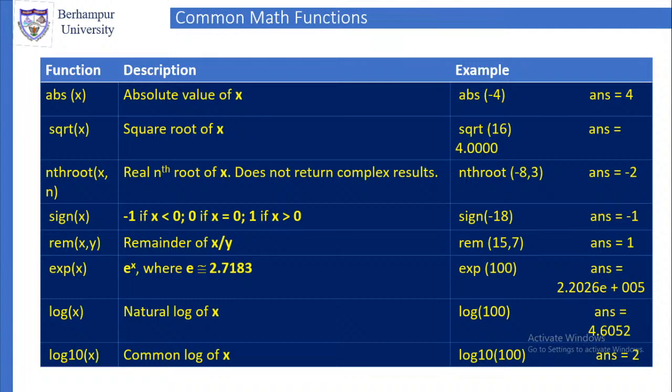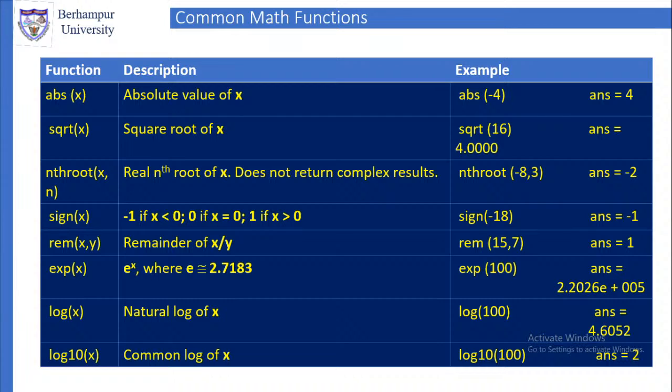These are some common math functions. abs is for the absolute value of x. For example, if I take abs of -4, it will give me 4. If I take abs of 4, it will also give me 4. abs is the absolute value of x, so this is the positive value. Whatever the positive value is, that will come as the abs.